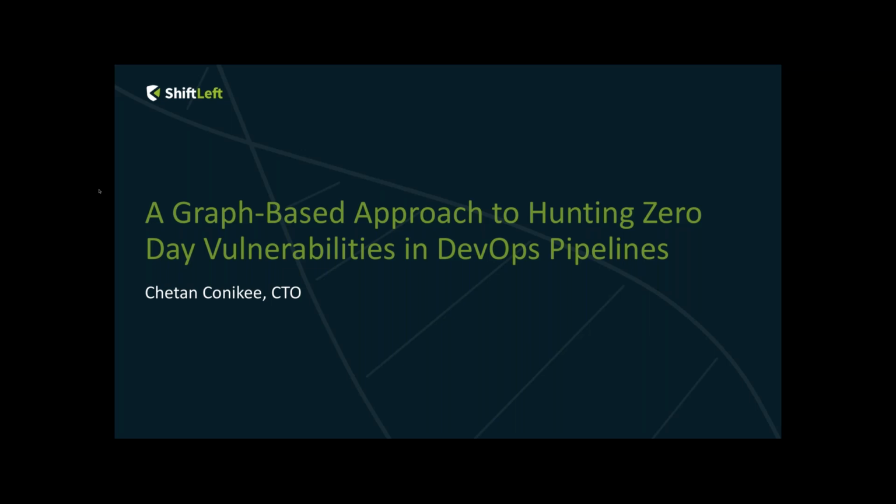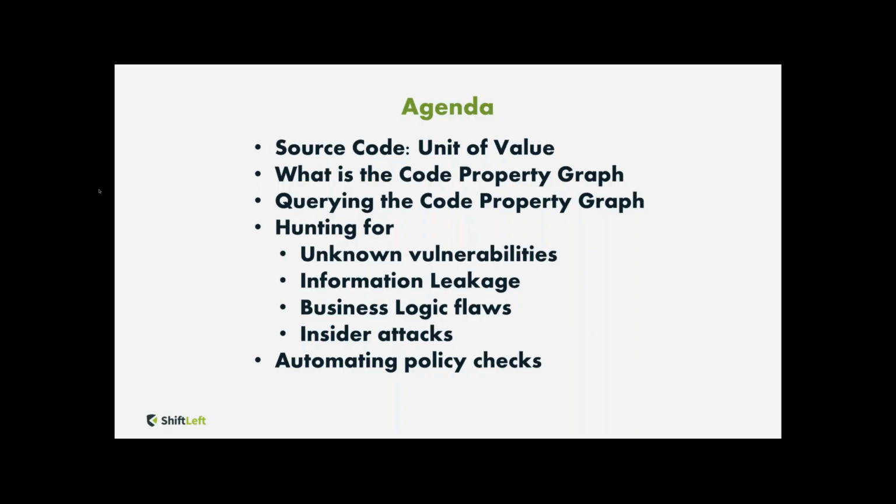Our topic for today's discussion is a graph-based approach to hunting zero-day vulnerabilities in DevOps pipelines. Every company is writing software, and much of it is deployed in the cloud. In this world, attackers are leveraging applications as the conduit to the all-important data that is representing your business. The unit of value is software or code, because this code is compiled and an application is created and deployed in production to serve your business needs.